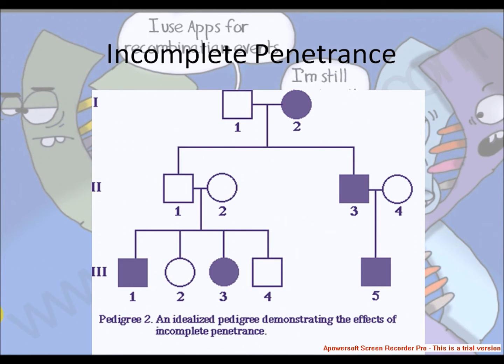However, 2-1 does not express the disease. He must have inherited the mutant allele because he passed it on to the two children, 3-1 and 3-3. This is a classical example of incomplete penetrance. He has the allele for the disease, but he does not express it.